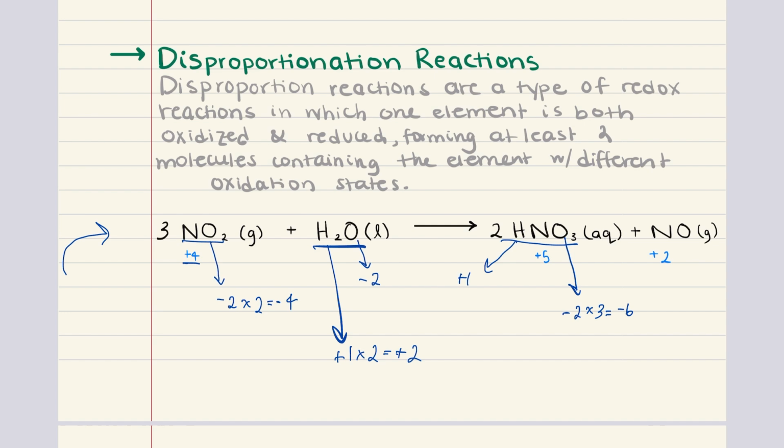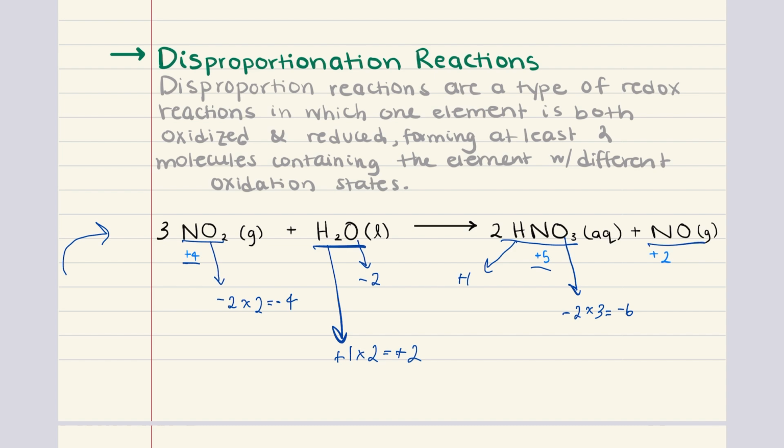What we have here is +1 minus 6. That gives us a total of -5. To ensure that sums up to 0, nitrogen needs to have an oxidation number of +5. +1 plus 5, that's equal to +6. +6 minus 6 equals 0.